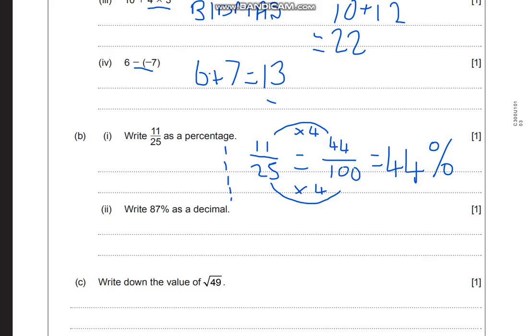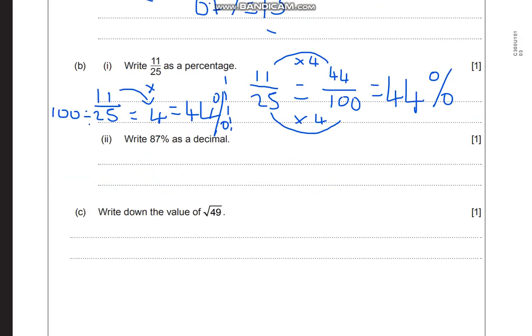The other way of doing it is we have our 11/25, and we ask, what do we get if we do 100 divided by 25? Well, the answer is 4. 100 divided by 25 is 4. So then we times 11 by 4 to give us the 44%. And that's our answer.